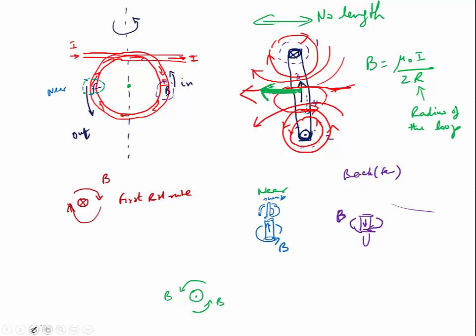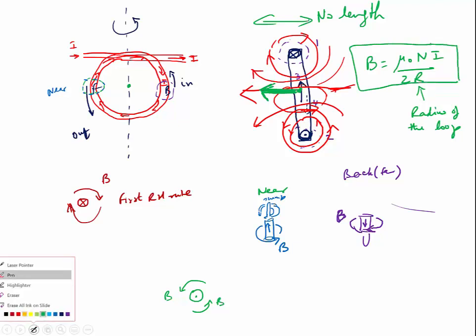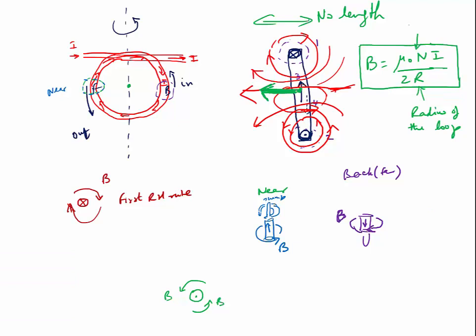So when we do that, this equation changes to a little bit more of a general form. So instead of just the I in the numerator, it's going to be mu naught N I over 2R. So this is our general equation for magnetic field from a current carrying coil. And of course, this N here is going to be the number of loops or number of turns of the wire.